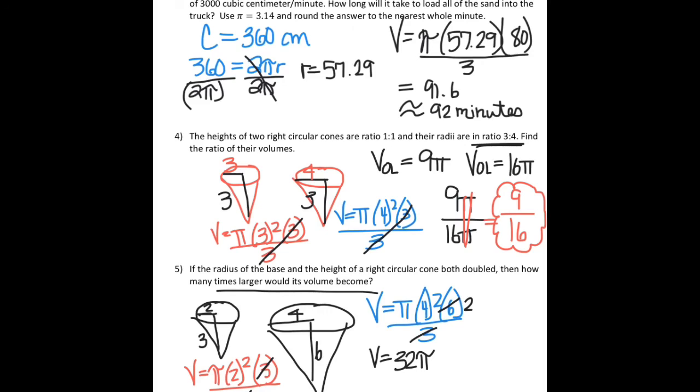Let's see, when I compare 4 pi to 32 pi, what happened? How many times larger did the new one become? 8 times larger, because 4 times 8 is 32.